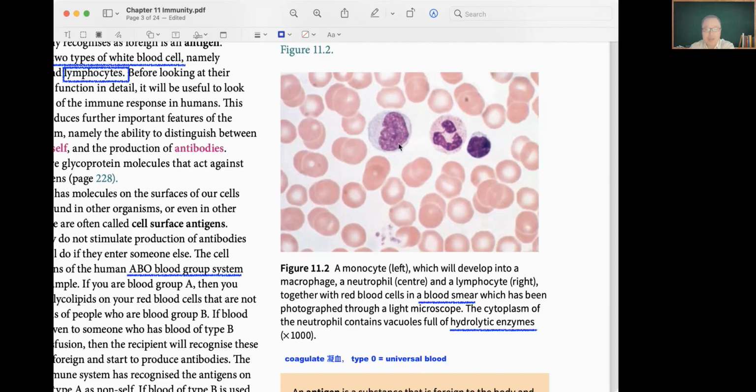This is the cell with a giant nucleus, most of the cell is occupied by its nucleus. But the nucleus is just one. Mono means one, monocyte, and it will develop into macrophage, to bite. Second is the neutrophil. Neutrophil, in Chinese, 中性粒细胞, right? And this is lymphocyte.